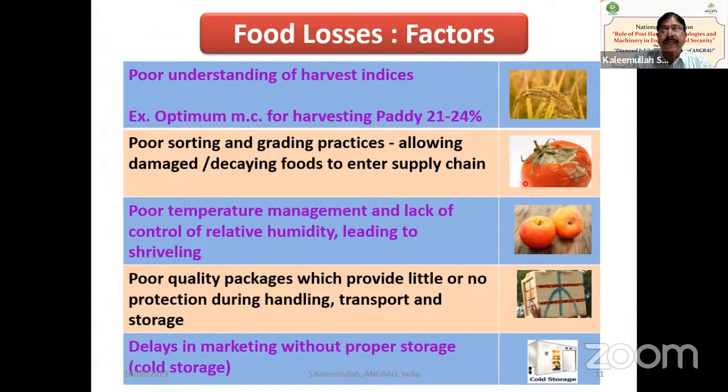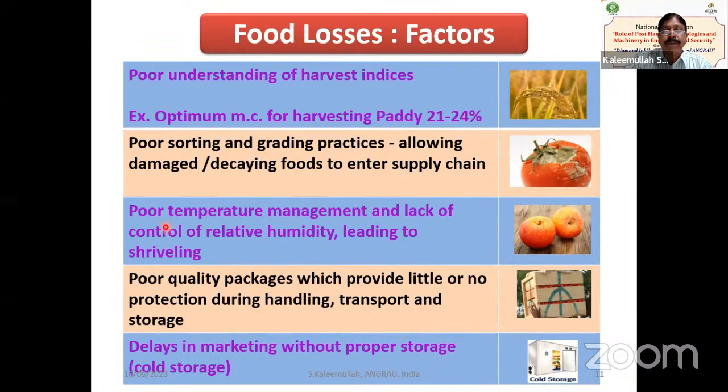And the second one is the poor sorting and grading practices. You can see here a completely rotten tomato along with the tomatoes in the tomato basket. If you keep such a rotten tomato, the other tomatoes will also be completely spoiled.